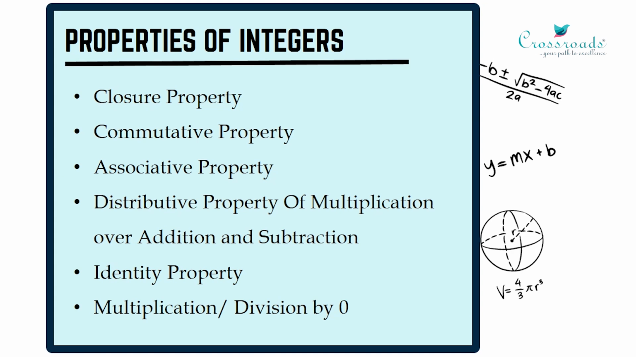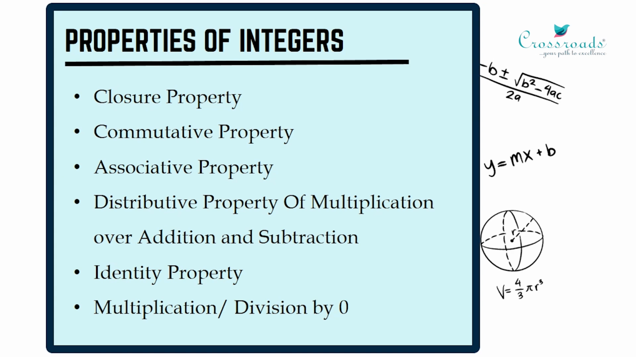Now coming to closure property. Closure property holds good for addition, subtraction, and multiplication. But closure property does not hold good for division. That is, when 2 integers are added together, the resultant sum is going to be an integer. When 2 integers are subtracted, the resultant difference is going to be an integer. When 2 integers are multiplied with each other, the resultant product is going to be an integer.